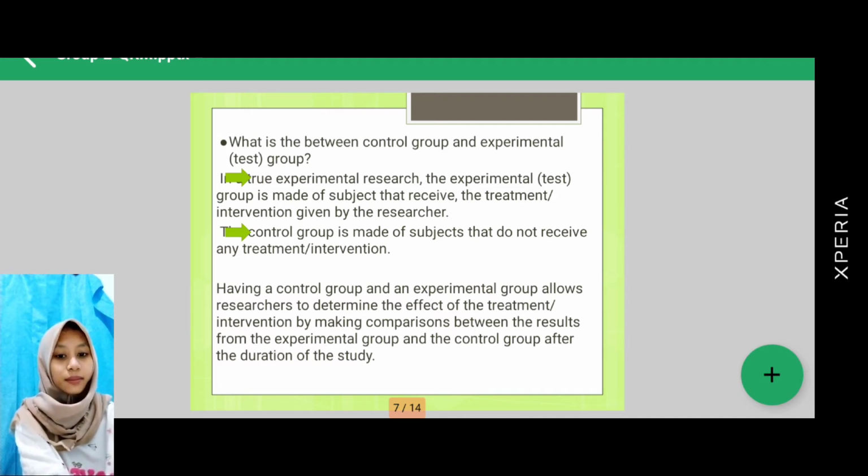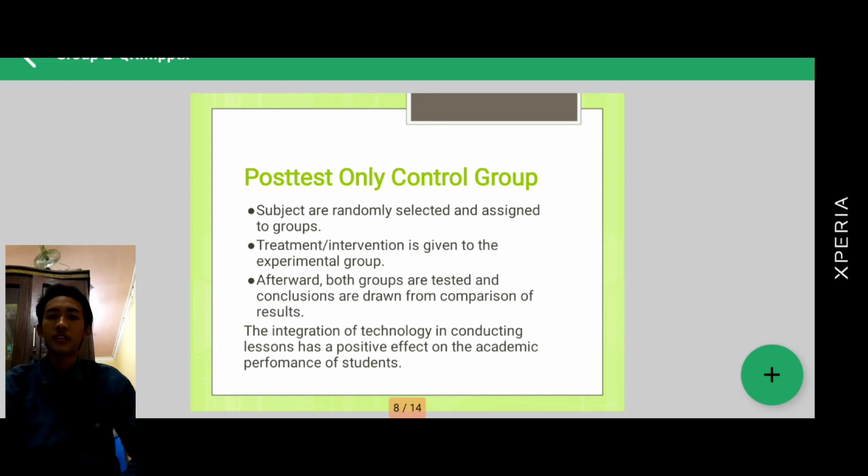So the next is the post-test only control group. First, subjects are randomly selected and assigned to groups, and second, treatment or intervention is given to the experimental group. Afterward, both groups are tested and conclusions are drawn from comparison of results. For example, the integration of technology in teaching lessons has a positive effect on the academic performance of students.